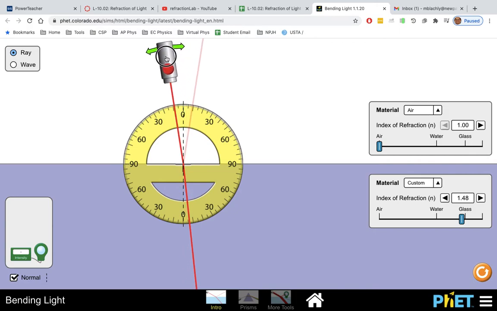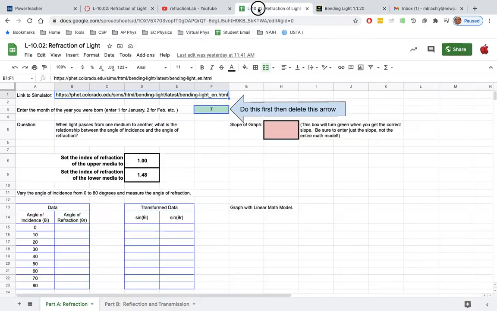Then you're going to go to 10 degrees. So very carefully make sure that's on 10 degrees there, and measure the angle of refraction. In this case, it's between 5 and 10. So for each angle here, 0, 10, 20, 30, all the way up to 80 degrees, you're going to measure the angle of refraction.